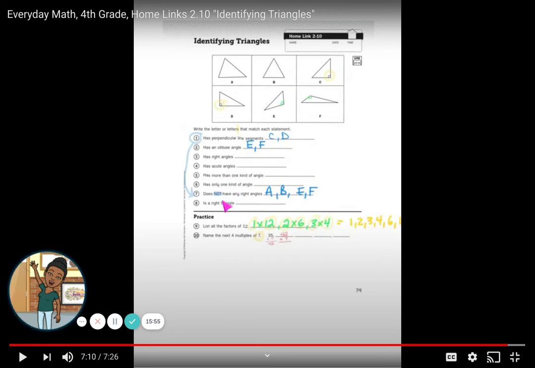We solved 7. Now 8 is a right triangle. And I know for sure that you know that one.